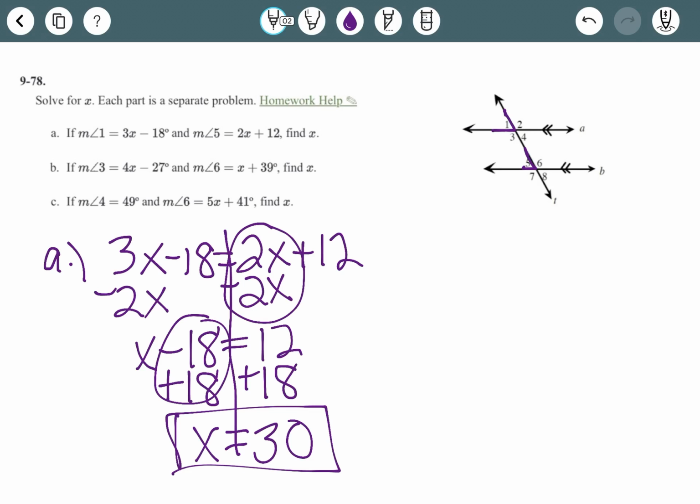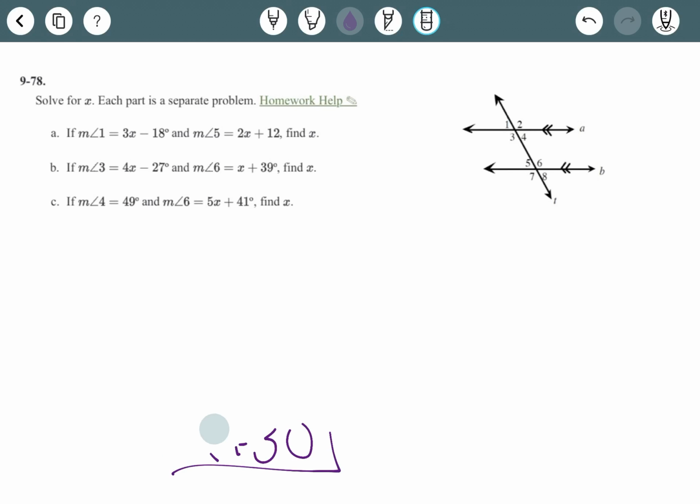All right, now on to part B. For part B, it says, if the measure of angle 3 equals 4x minus 27 and the measure of angle 6 equals x plus 39, find x. So we are looking at the measure of angle 3 right here and angle 6, which is right here.